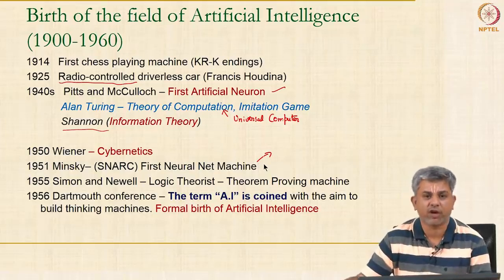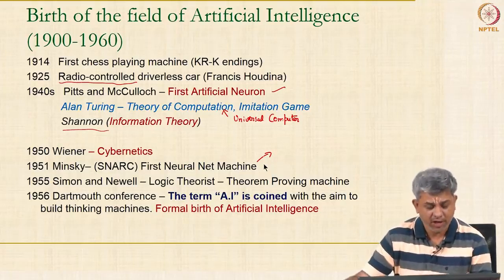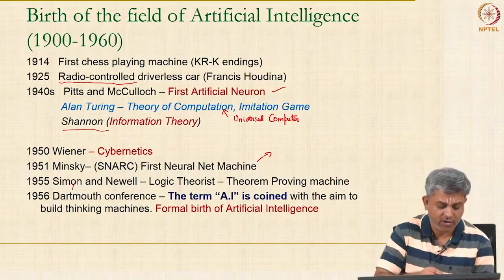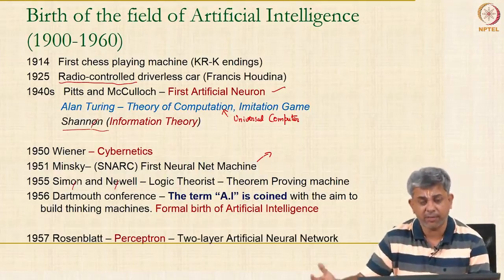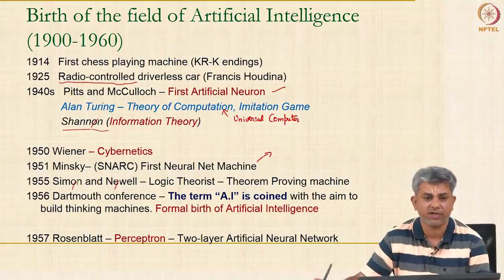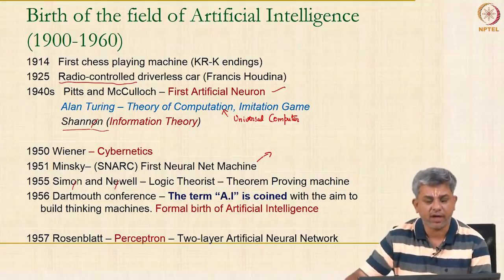1956 was the first coining of the term artificial intelligence, at a famous conference called the Dartmouth conference. Simon, Newell and Shannon, all three of them participated in this, and the sentiment was really positive. Rosenblatt was the first person who came up with a 2-layer artificial neural network called the perceptron. He unfortunately died really young, I think in the 1960s at the age of 40ish or something.